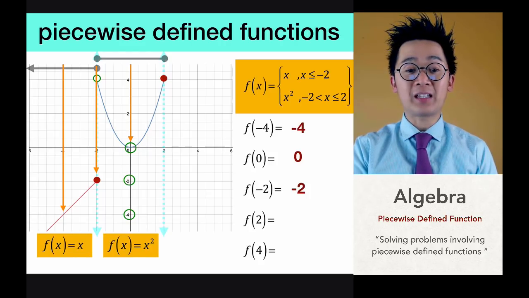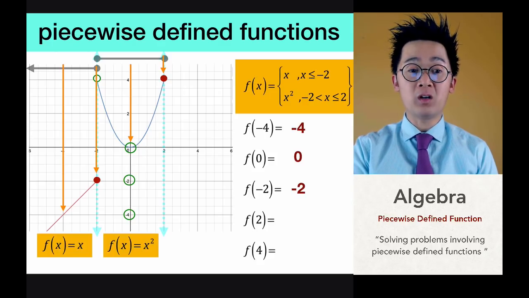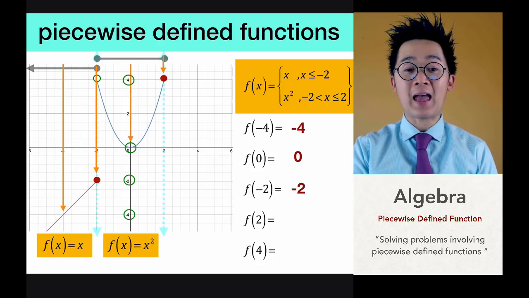And for f of +2, here is x equal to 2. You will see that the function is true at y equals 4. So it exists. So we have f of 2 equal to +4.